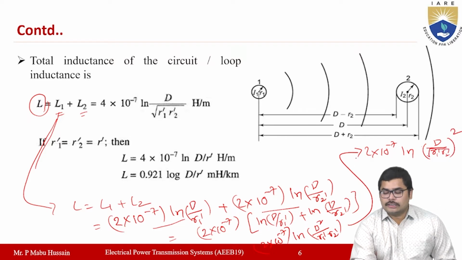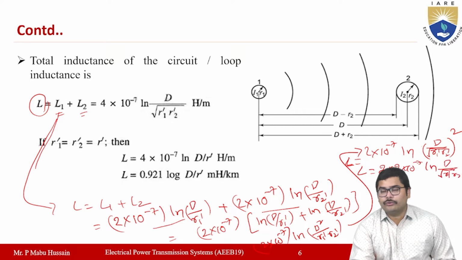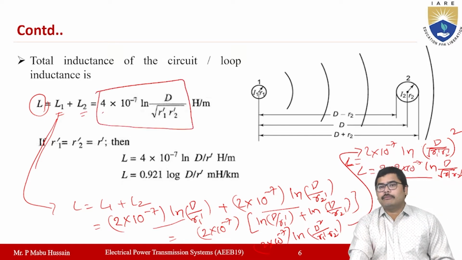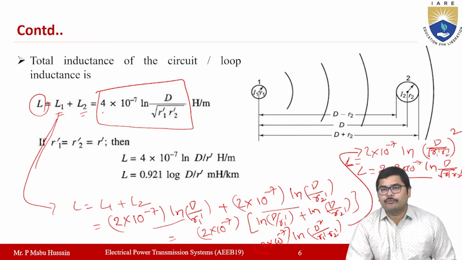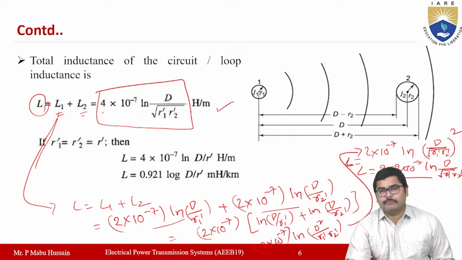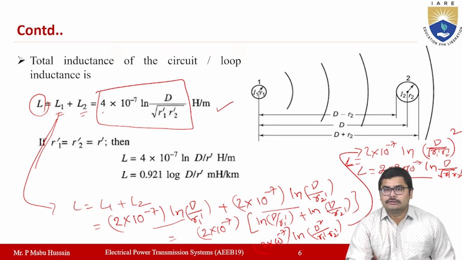So this is the total inductance L. From this equation you can write L is equal to 2 into 10 power minus 7 ln d by root R1 dash R2 dash, and from this you get the final equation as 4 into 10 power minus 7 ln d by root of R1 dash into R2 dash. The units for inductance are henries per meter, since we are considering only 1 meter length of the conductor.